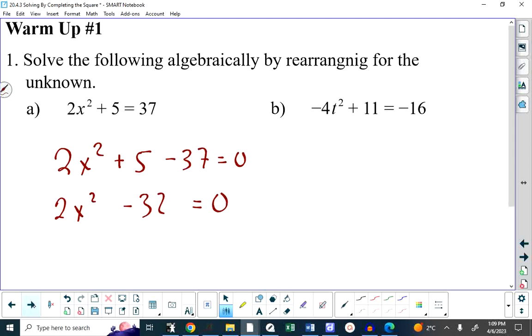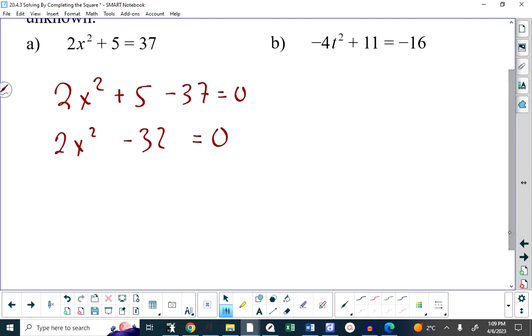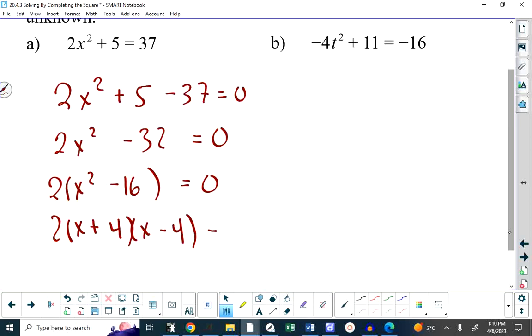Are we okay with that? Can we factor this? Yes. We can take a 2 out. Can we factor it further? Sure, x squared minus 16 is a difference of squares. And now we're back in very familiar territory.